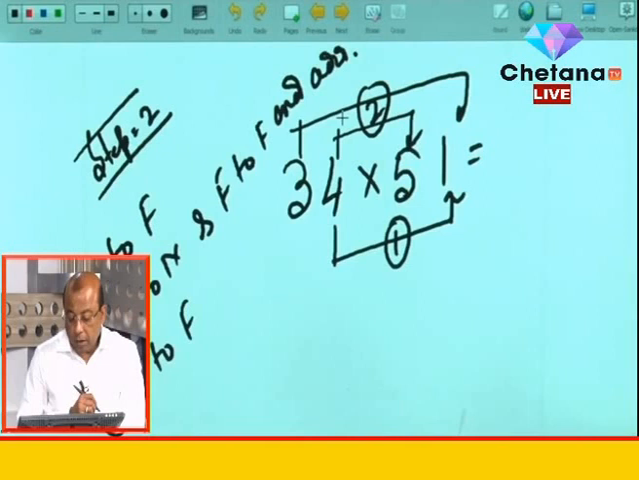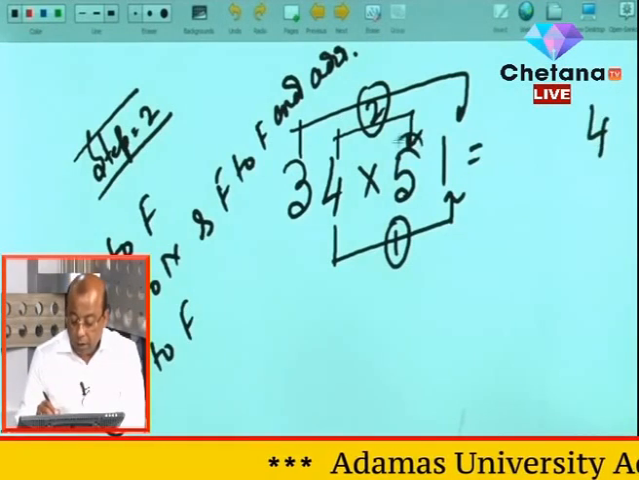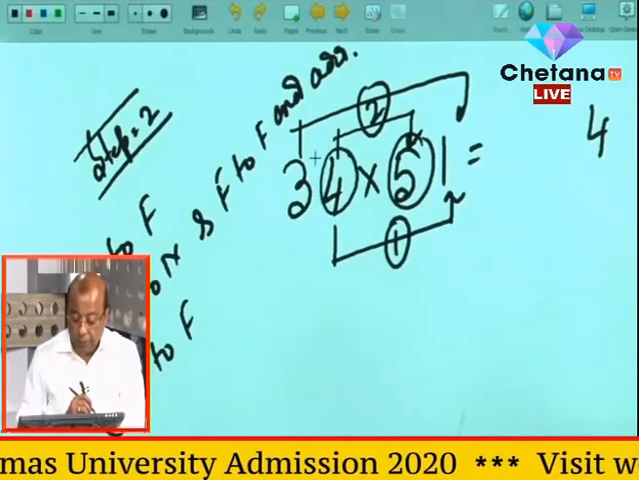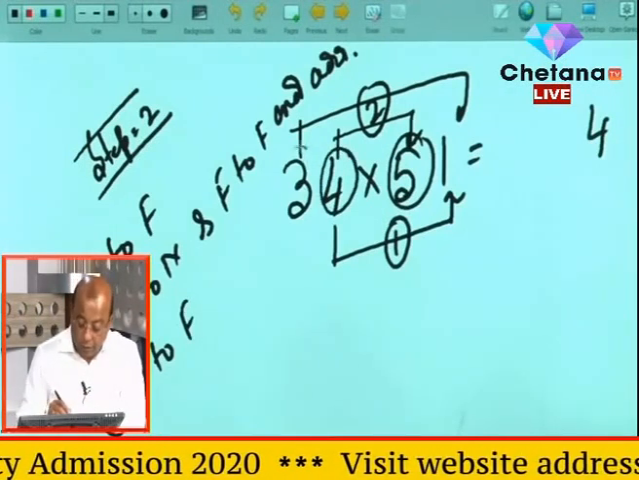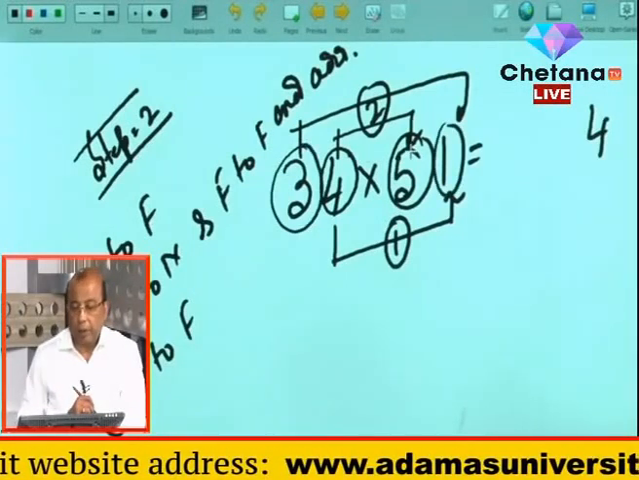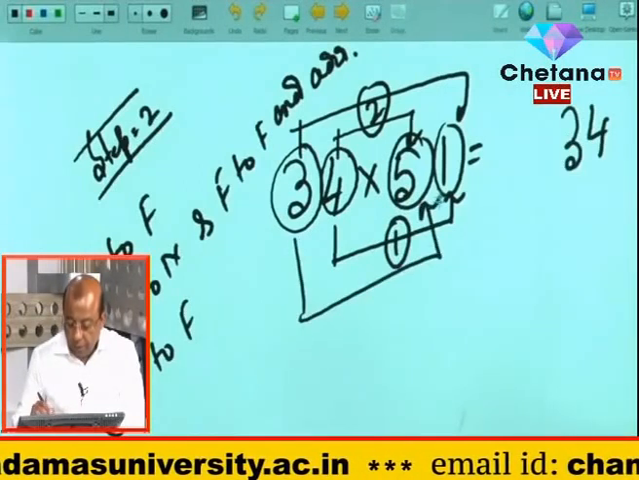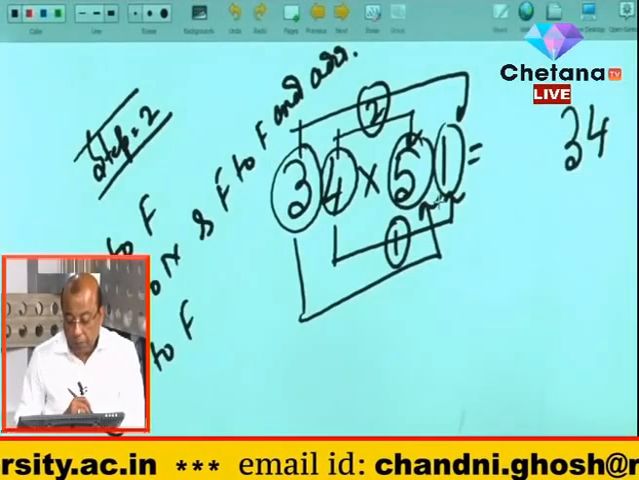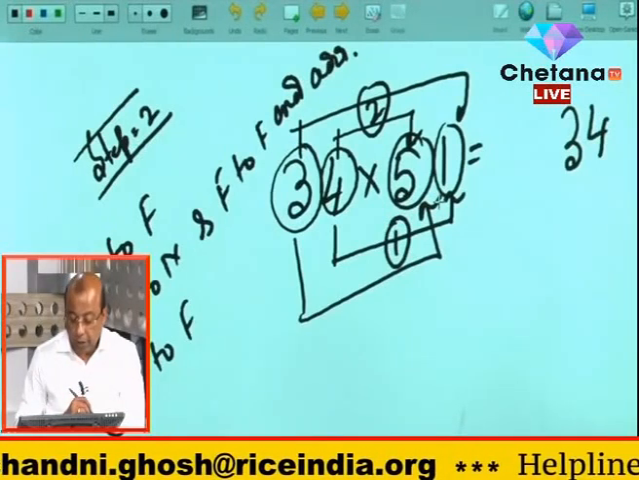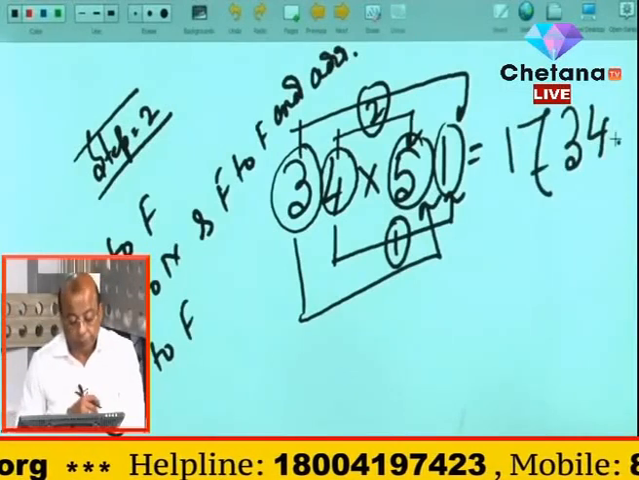Right? 4 into 1, that is 4. Near to near, 4 into 5, 20. And 3 into 1, 3. 20 plus 3, 23. 2 in hand. Next 3 into 5, 15 plus 2, right? 15 plus 2, 17. This is the answer.